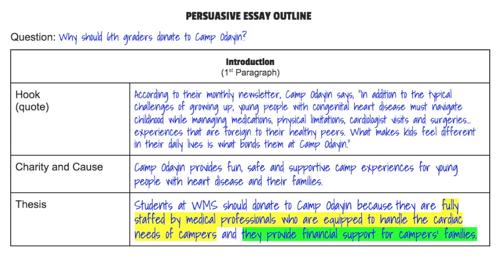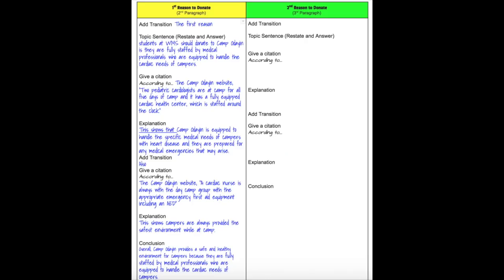Originally in our persuasive outline, we highlighted in our thesis the two reasons that we're going to use to support our claim in our essay. So the first one I highlighted was they are fully staffed by medical professionals who are equipped to handle the cardiac needs of campers. And the second one I highlighted was they provide financial support for campers' families. So those are the two reasons now I'm going to include in my body paragraph.